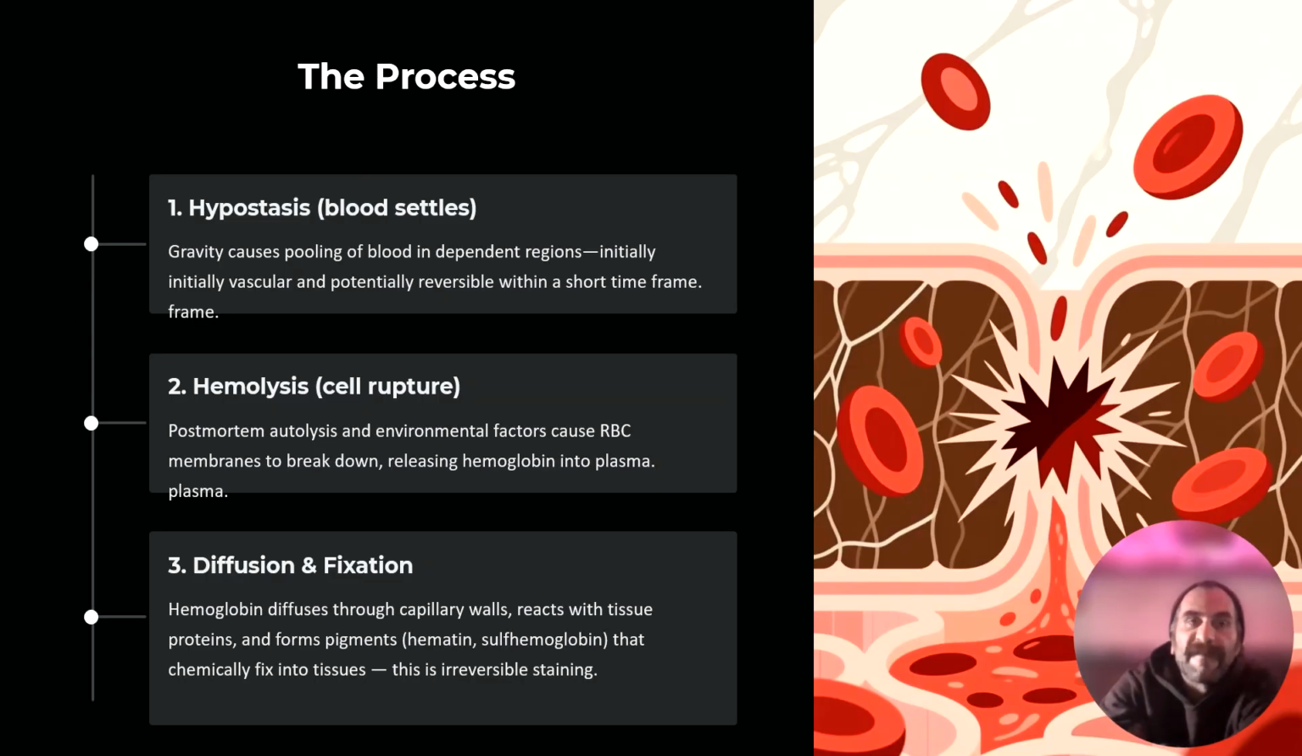The development of the staining has three main stages. First, it's early livor mortis. Gravity pulls the blood into areas of the body. It's just the passive settling that happens first, early on.